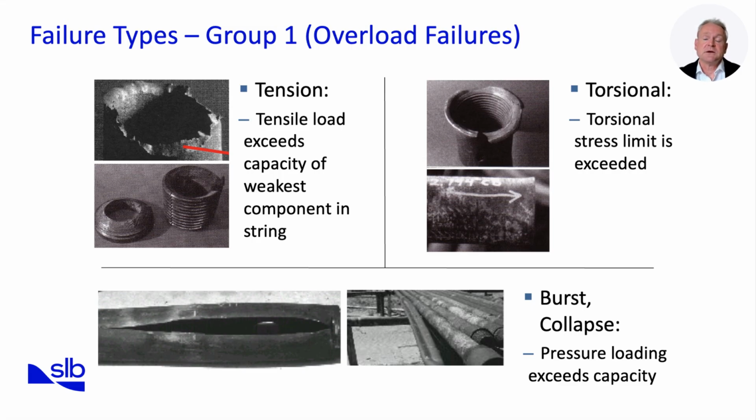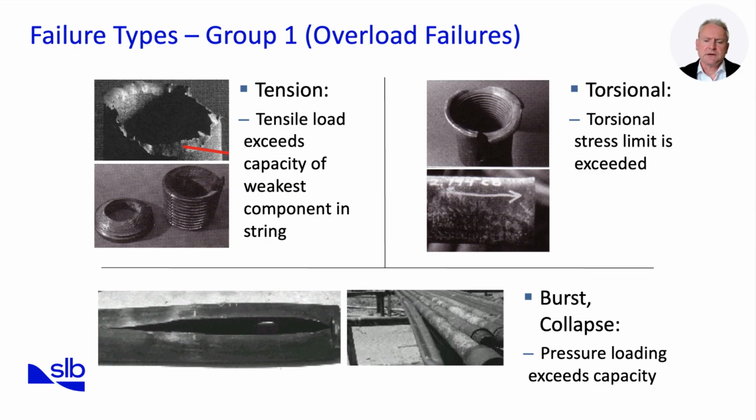Another frequent overload failure is torsional shear, caused by applying too much torque while drilling. This leads to twisted off connections, often seen at the weakest section of the tool joint. Compressive overload can also occur, particularly in buckled pipe, where axial loads exceed the column strength and cause permanent deformation or collapse. Overload failures are more prevalent in deeper wells where total string weights and torque requirements are higher.